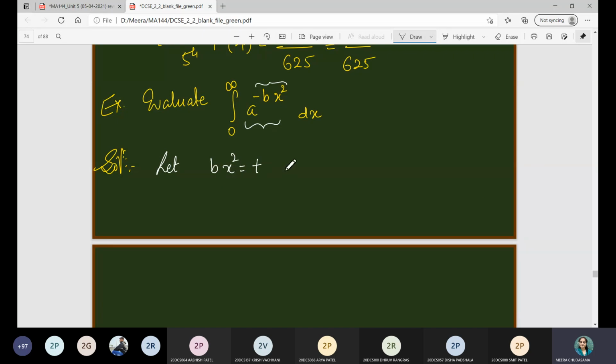In that case, what will be x square? It is t by b, and therefore x can be considered as square root of t by b. So what will dx be? dx: 1 upon square root of b will be as it is, and t raised to 1 by 2. What will be the derivative of it? 1 upon 2 under root. So 1 upon 2 square root of t dt.